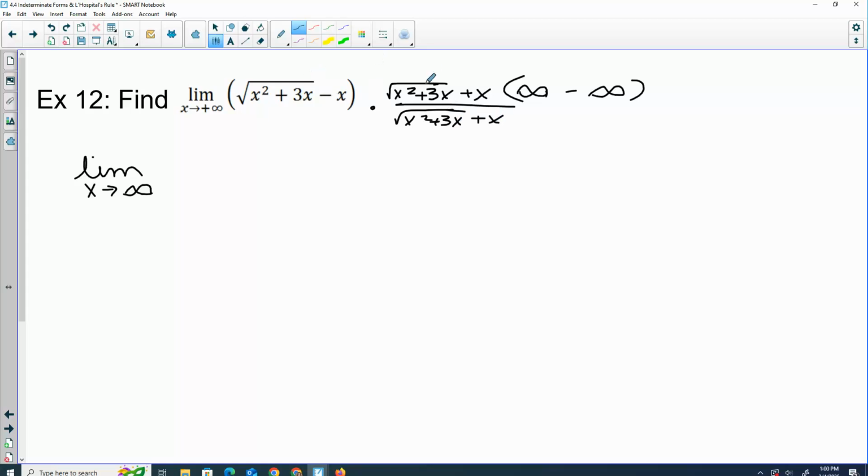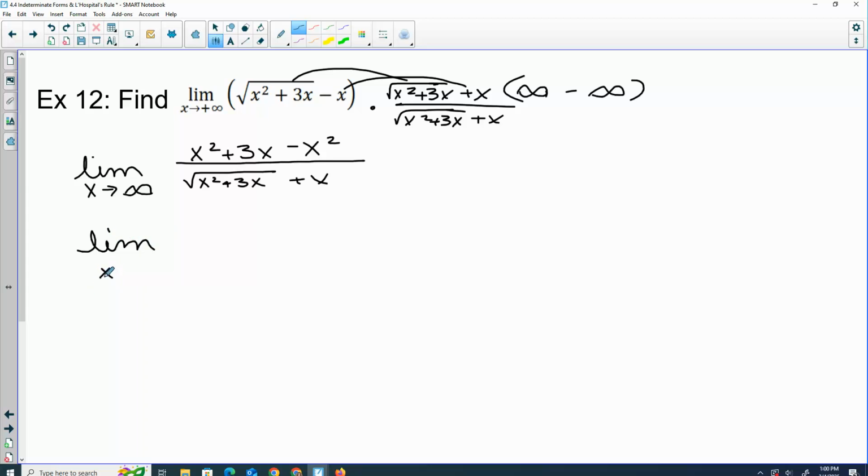Right, so on the top, if you FOIL, when you take a square root times itself, what happens? It becomes the same thing as it was on the inside. Because they're conjugates, the outside and the inside cancel. And then negative x times positive x is negative x squared. This actually doesn't look too bad. So we get 3x over the square root of x squared plus 3x plus x.